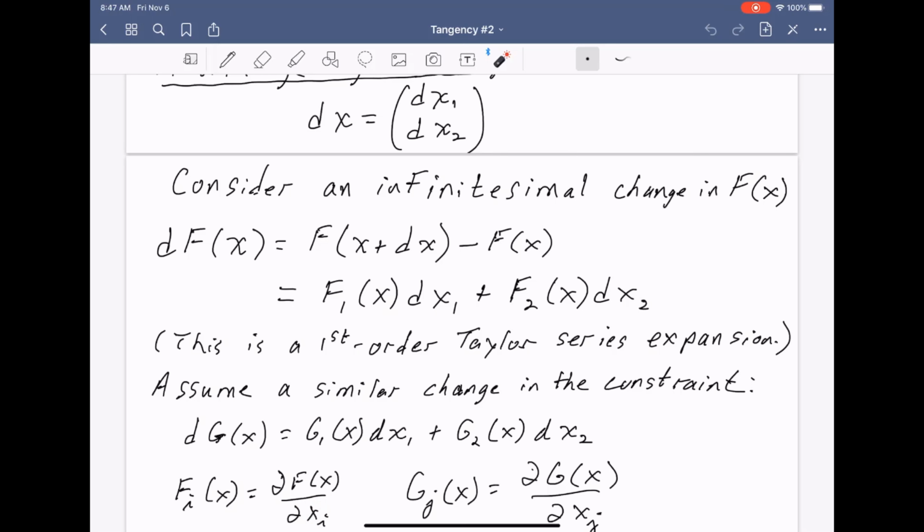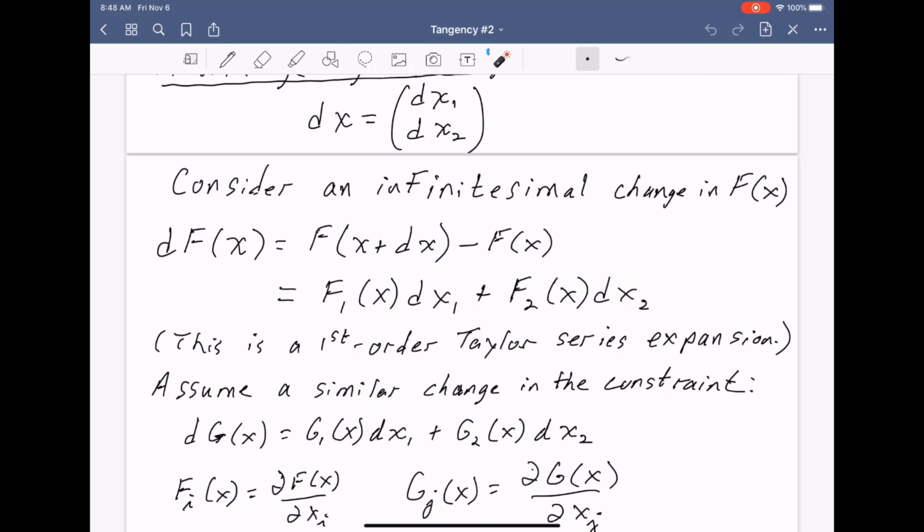So the total infinitesimal change in the objective function can be written as the partial derivative of the objective function with respect to x1 times the infinitesimal change in x1, plus the partial derivative of the objective function with respect to x2 times an infinitesimally small change in x2. And what this really is, even though we haven't talked about it yet, is a first order linear Taylor series expansion of the objective function.